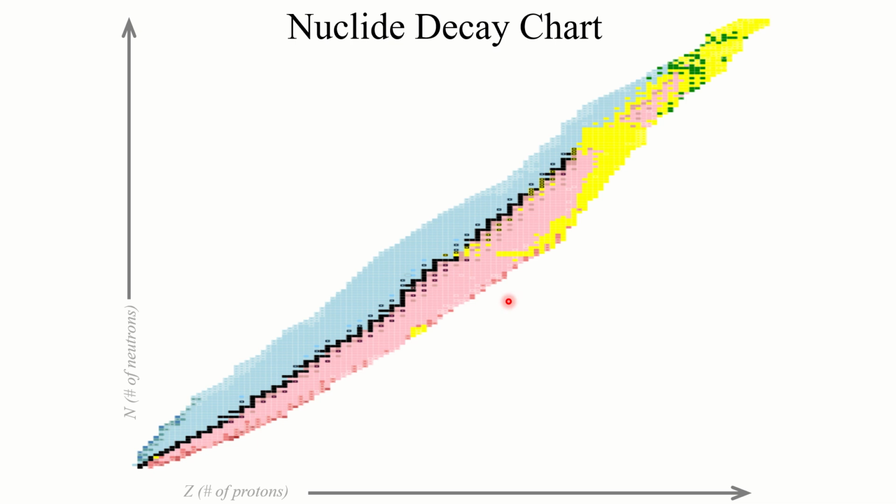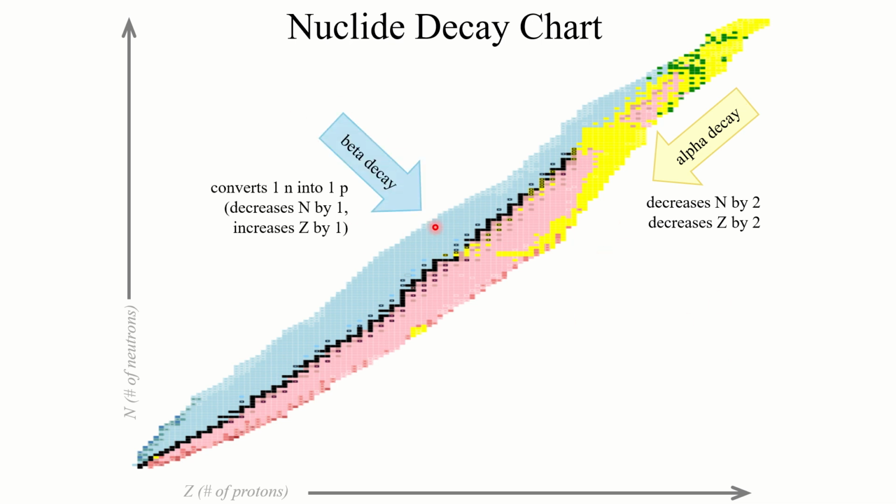Again, remember that the goal of radioactive decay is to try to get closer to the band of stability. So if we look at all these yellow dots, alpha decay, these decrease N by 2 and decrease Z by 2. So they make it easier to get towards that band of stability. As I was mentioning before, all these blue dots are where beta decay occurs, which converts a neutron into a proton, decreasing N by 1 and increasing Z by 1. So you move basically towards the bottom right on the figure.